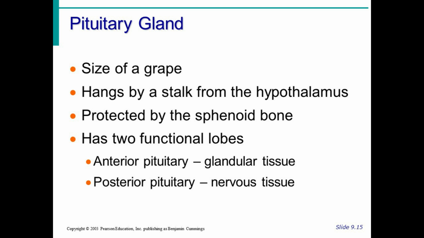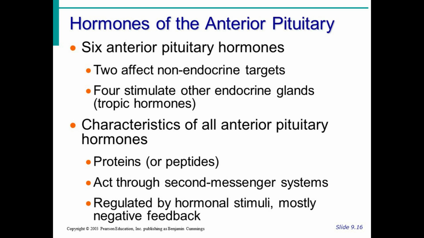Anterior pituitary is also called your pars distalis, and your posterior pituitary is also called your pars nervosa. In between these two, there's a certain part that we call pars intermedia. These are the hormones of the anterior pituitary. So we have 6 anterior pituitary hormones. 2 of them affect the non-endocrine targets, meaning they directly affect the target tissue or the target organ.